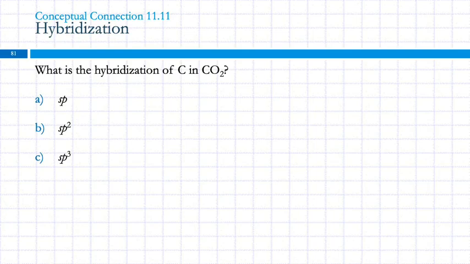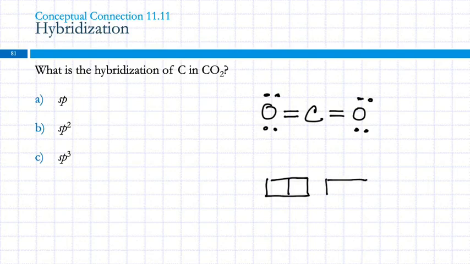What is the hybridization of carbon in CO2? But you didn't tell us how to do this. Well, let's look at the Lewis structure for CO2. Here's the Lewis structure for CO2. We've got a double bond between the carbon and the oxygen. A double bond is always 1 sigma bond and 1 pi bond, right? And here's another double bond. We've got a sigma bond and a pi bond. So the carbon is going to form 2 sigma bonds and 2 pi bonds.